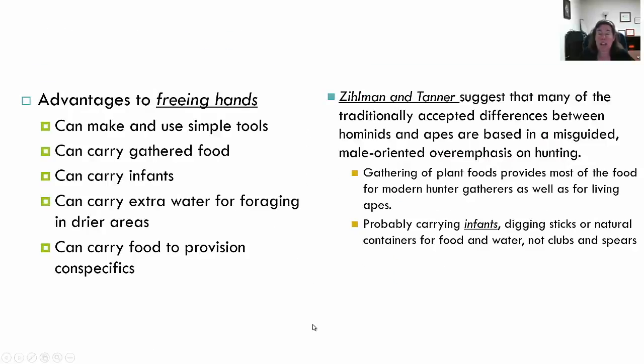What are some of the advantages to freeing hands? Well, you can make and use simple tools. You can carry gathered food. You can carry your infants. You can carry extra water for foraging in drier areas. You can carry food to provision conspecifics.